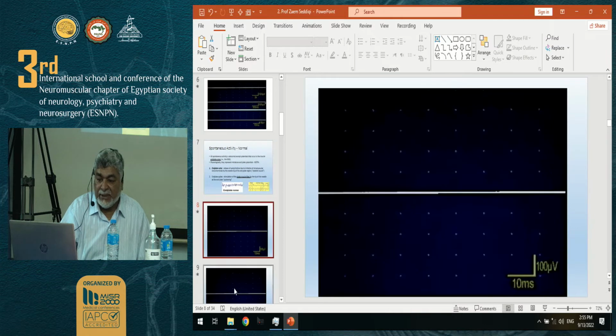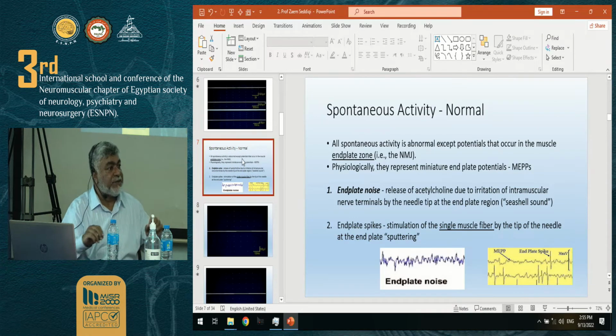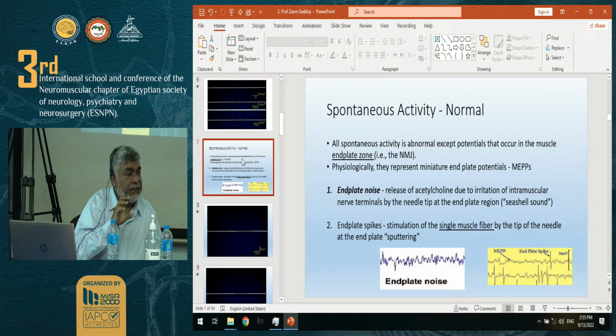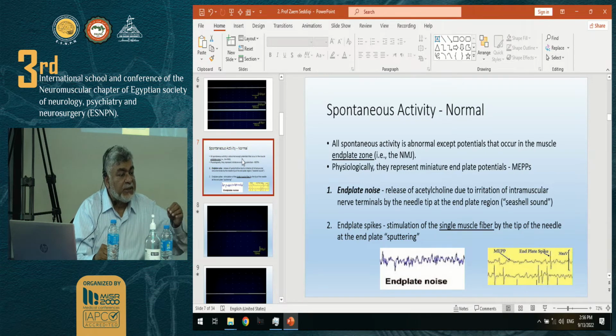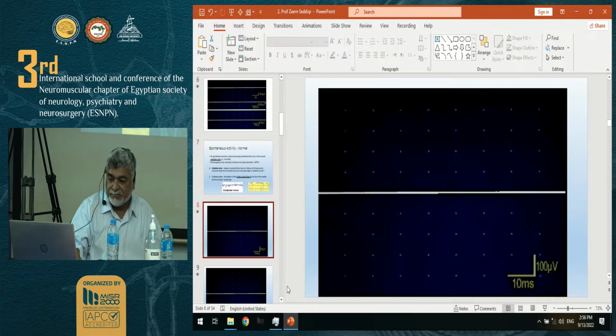Now spontaneous activity. I think it was covered. End plate noise and spikes. The end plate is where the motor fiber enters the muscle. When you stick a needle there, acetylcholine is being released, with vesicles repeatedly fusing to the membrane. Those are very small fiber potentials because of spontaneous release of acetylcholine. They come in two forms. One is end plate noise, and you'll hear this very classical sound. You close your eyes and you'll know it.